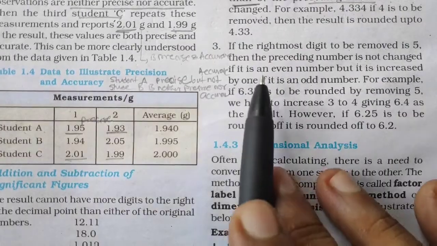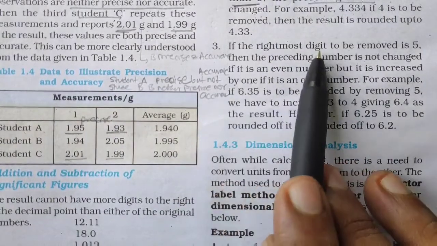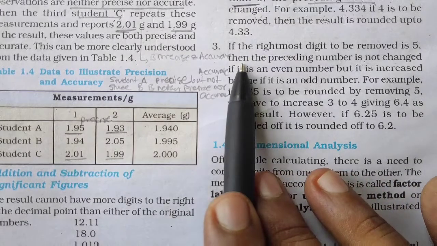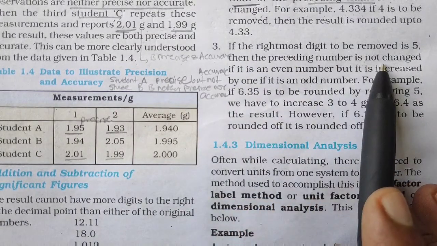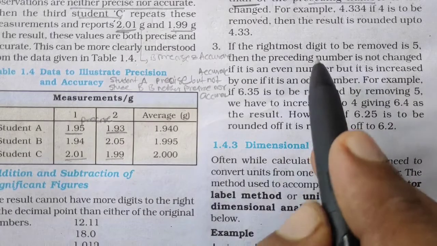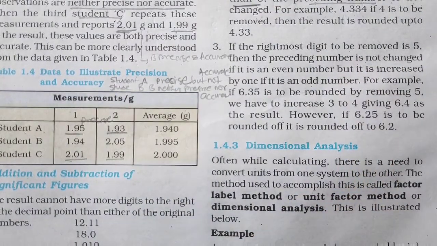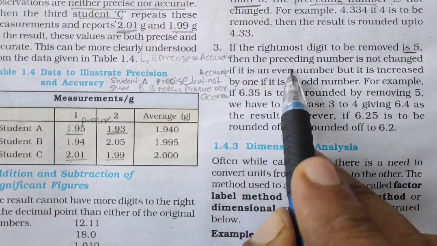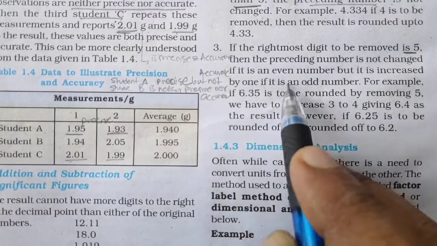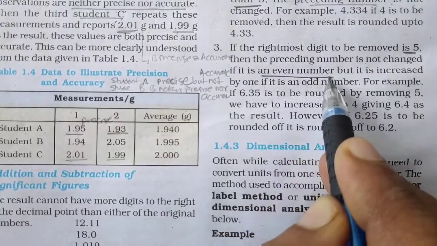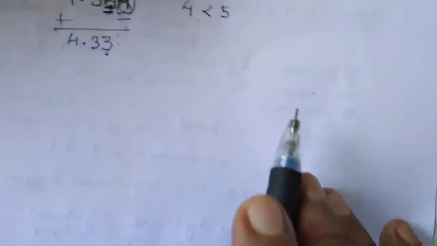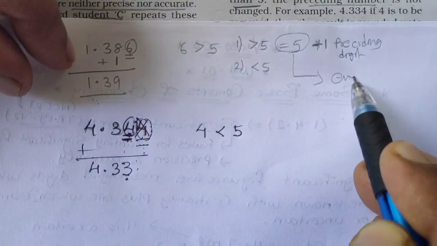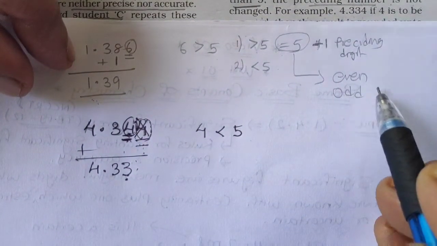Now you can see the next example is given. If the rightmost digit to be removed is 5, then the preceding number is not changed. Remember this thing: the rightmost digit to be removed is 5, which means equal to 5. But there are two conditions. If it is equal to 5, you have to see the even number and the odd number.